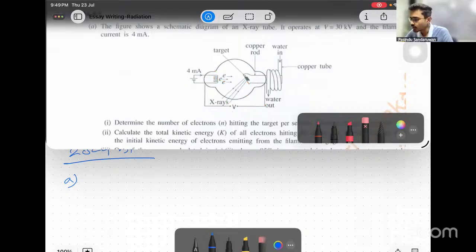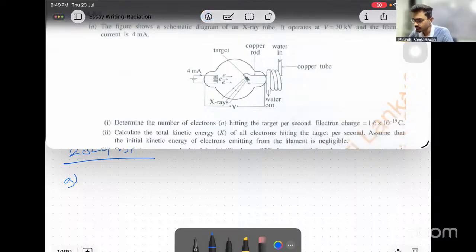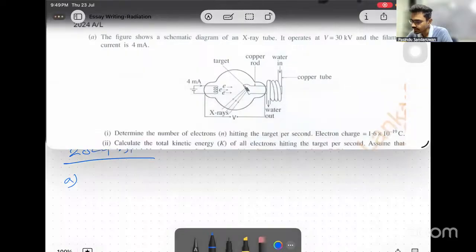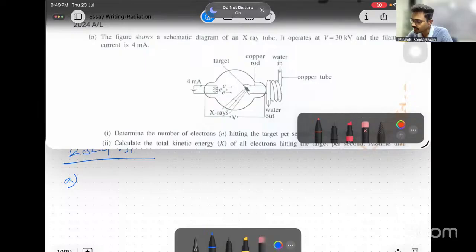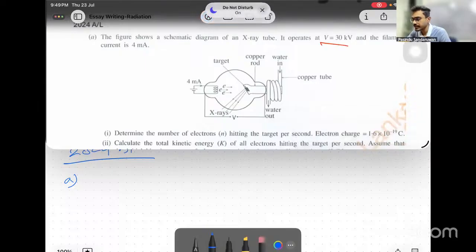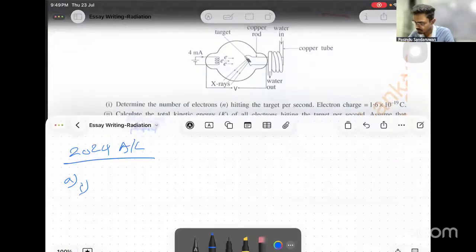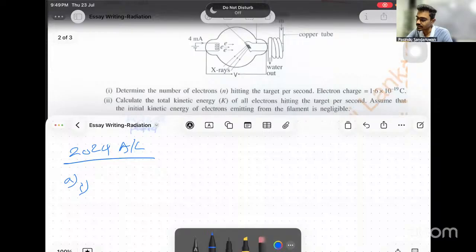Let's see. Okay. Now, this was the given data. Here, 30 kilovolts. That is important as we are moving on. This is given as 30. Then the first one. Determine the number of electrons N hitting the target per second.